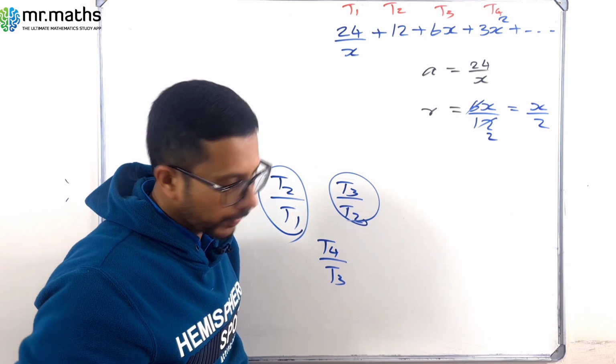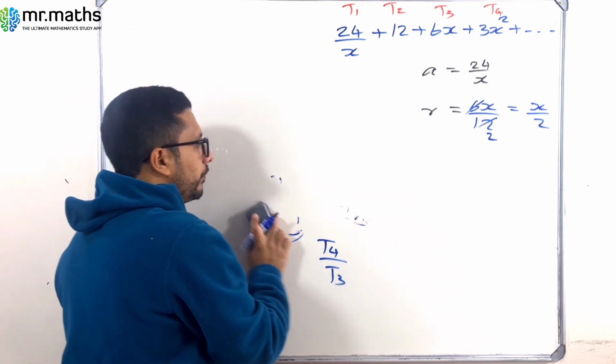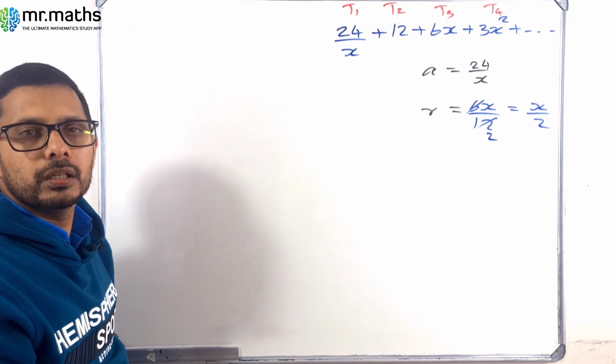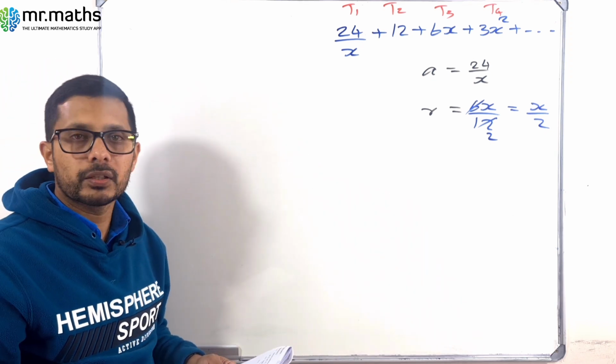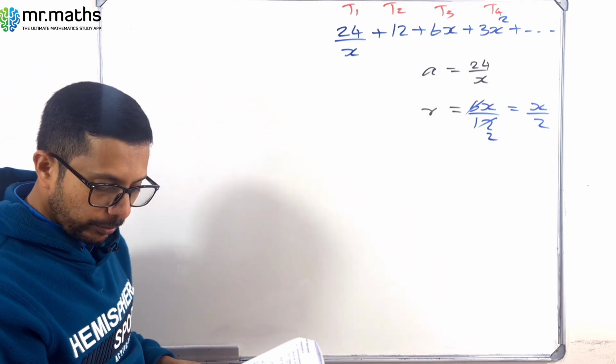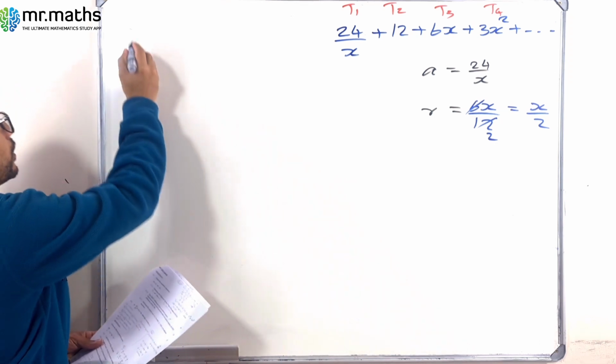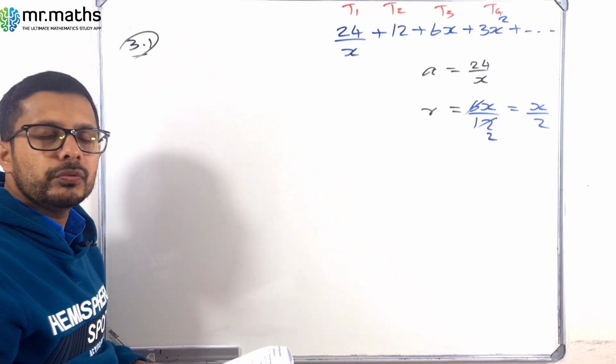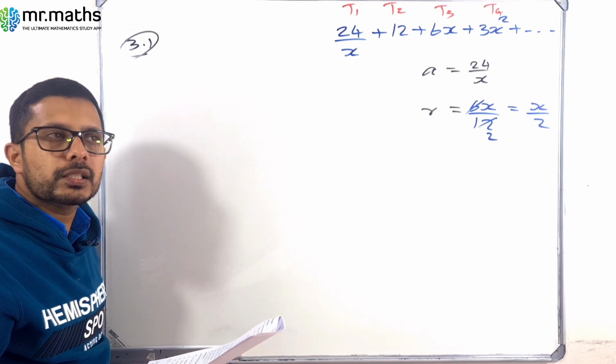You understand? Okay. Now let's see what is the question. We didn't see the question. It is given in the question that that one is a geometric series. Okay. Now what is the first question? 3.1. What is that question? Calculate the sum to infinity. You have to find the sum to infinity.